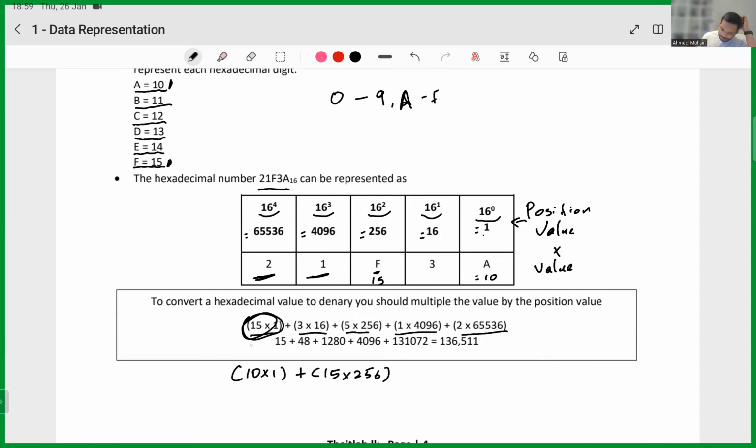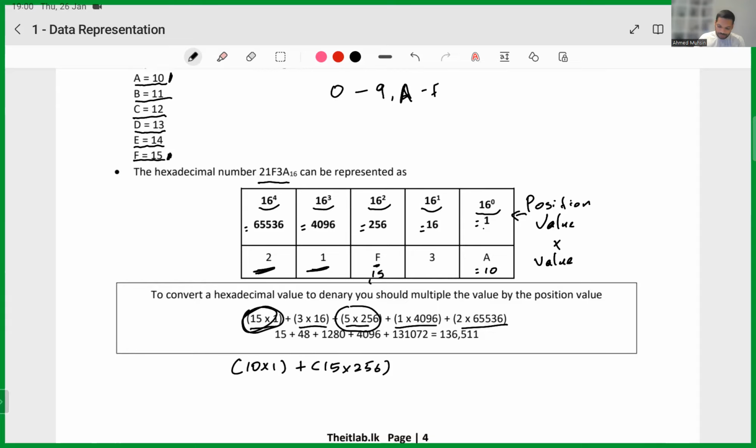There is a mistake over here. I have circled the mistakes that I have made. There's a mistake here and a mistake here. It shouldn't be 15 times 1, it should be 10 times 1 because A is 10. Over here it should be not 5, it should be 15 because F is equal to 15. Just keep in mind those two mistakes. Then you add up all the values, and the value you get is your decimal or denary value.